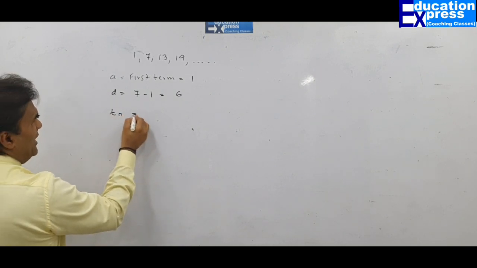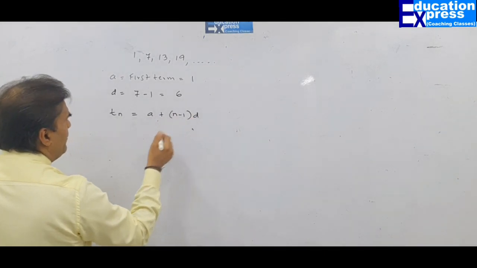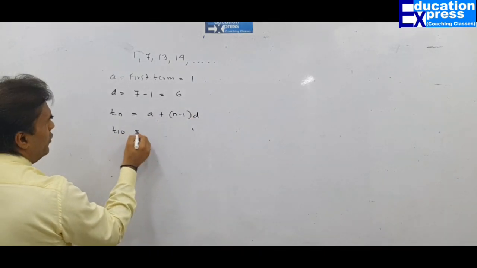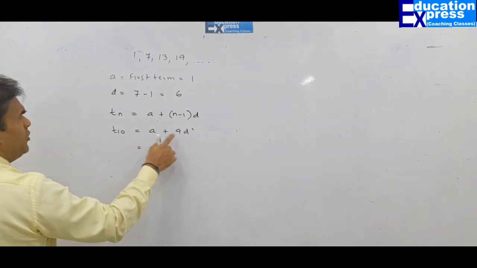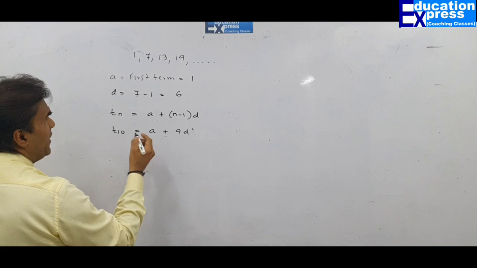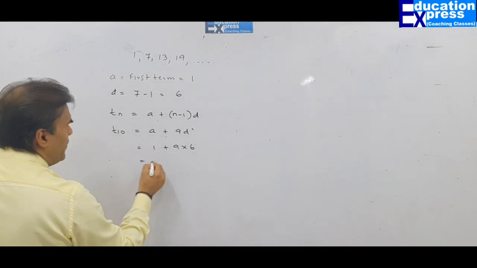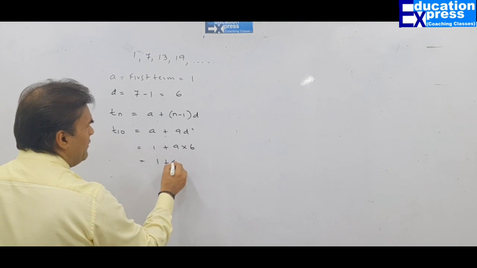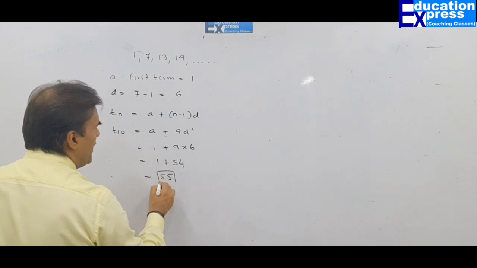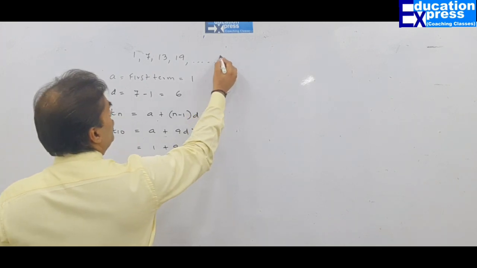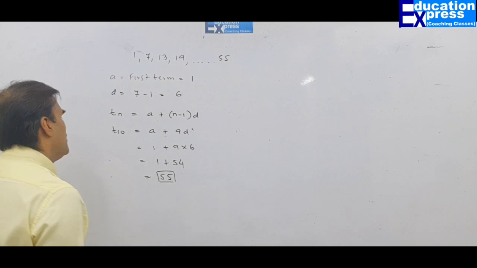Yes, sir. Tn equals A plus n minus 1 into D. So T10 is going to be A plus 9D. Can we substitute the values of A and D? Yes, sir. 1 plus 9 multiplied by 6. 9 6s are 54, so you get your answer as 55. So 55 will also be a member of this series and it would be the 10th term.